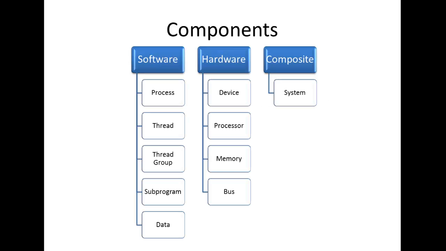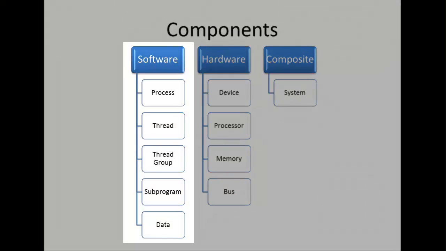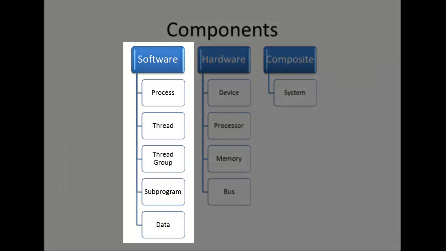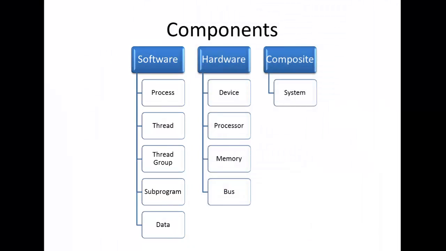AADL modeling revolves around the notion of components. There are three types of components in AADL: software, hardware, and composite. A good example of a software component would be a process or a thread in which a program is executing.